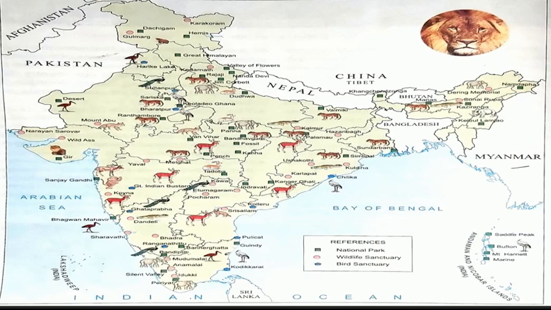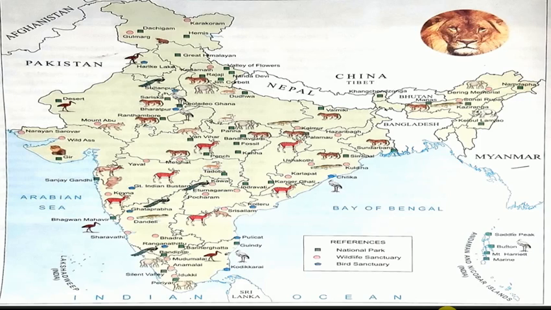Animals and birds are our national heritage and must be protected. And as I said, a number of national parks, wildlife, and bird sanctuaries have been set up in different parts of India. Let us discuss national parks and wildlife sanctuaries in detail.